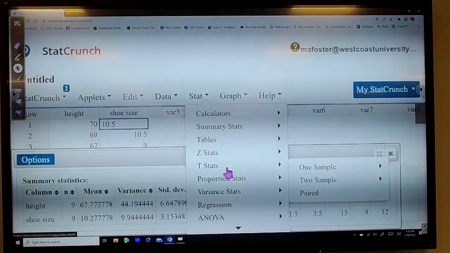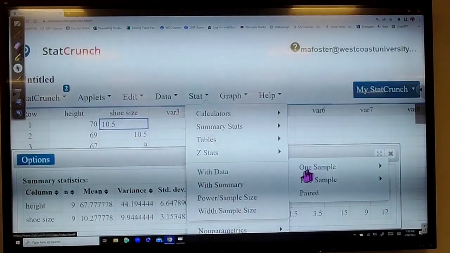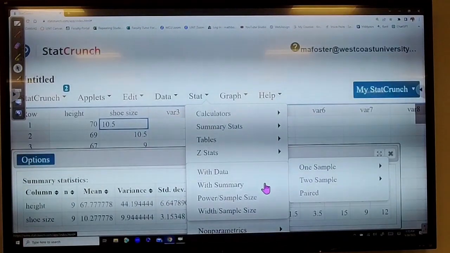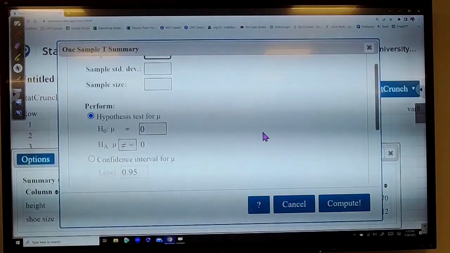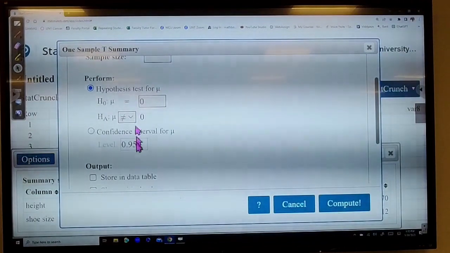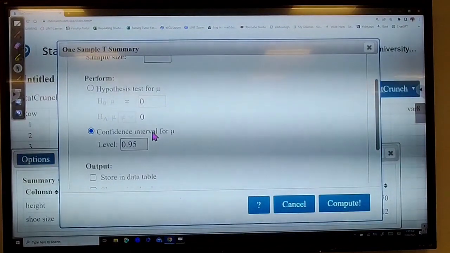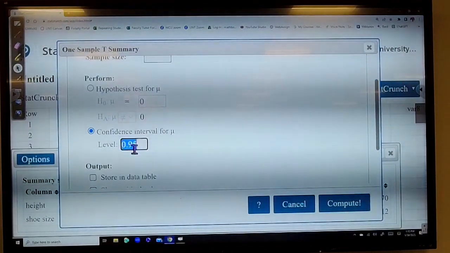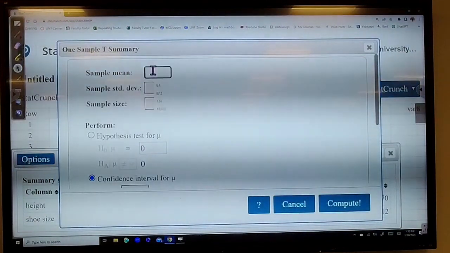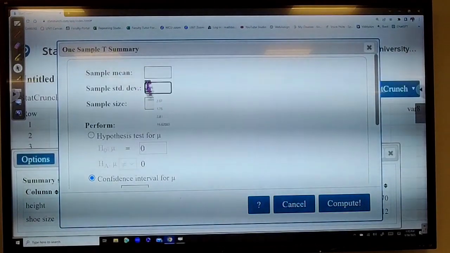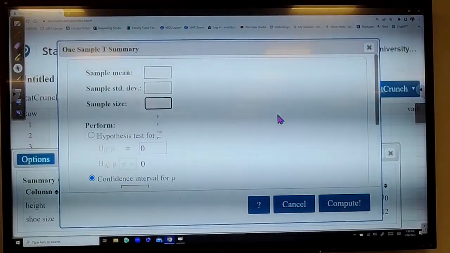If you go to Stat, T-Stats, one sample with summary, it will allow us to do a hypothesis test or a confidence interval. And the alpha that I picked was 0.05, so my confidence level is 0.95. All I need to do is give it the mean, standard deviation, and sample size for whichever test I'm wanting to do.